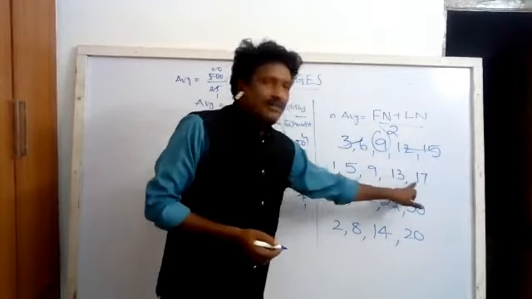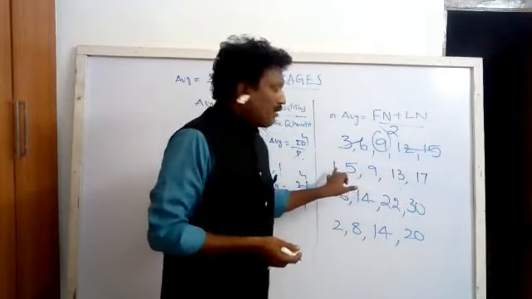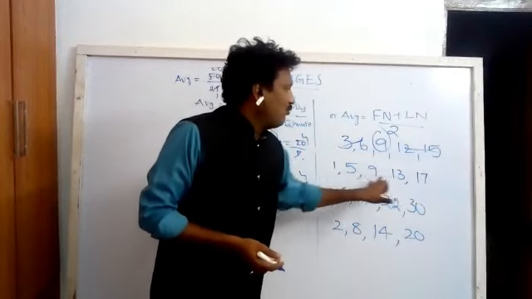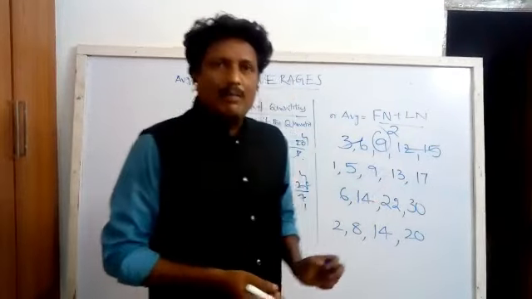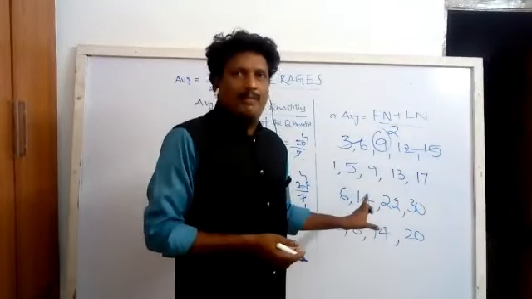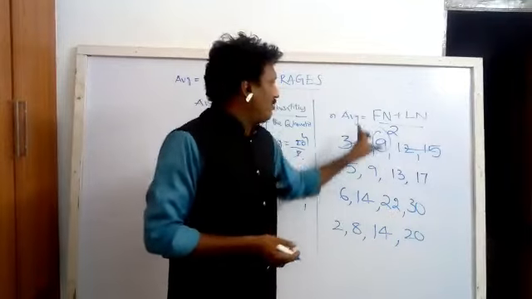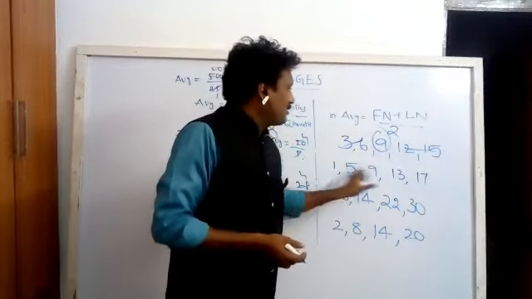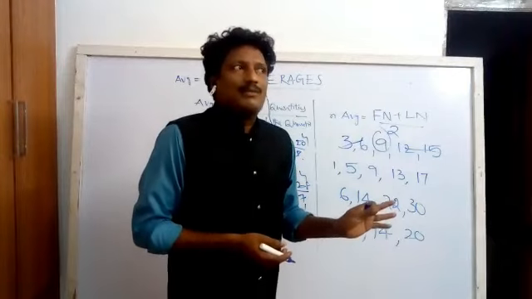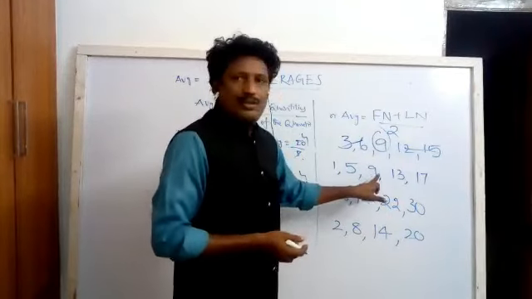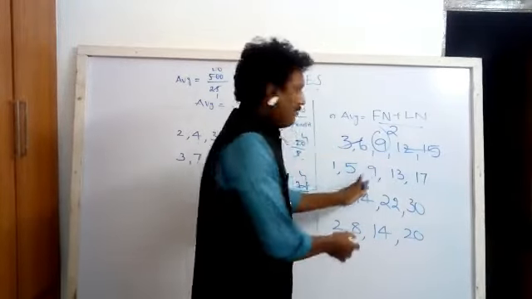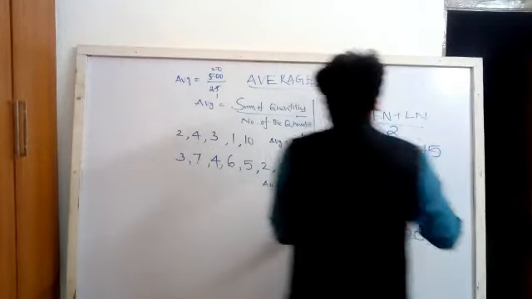Similarly here, 5 quantities are given to find the average. See the common difference: between these two numbers it is 4, here also 4, 4, 4. If the common difference is the same, whatever the value, then we have to use the formula first number plus last number by 2. First number is 1, last number is 17, 1 plus 17 is 18, and 18 by 2 becomes 9. So see here, the middle value we can call the average. Totally 5 quantities are there.